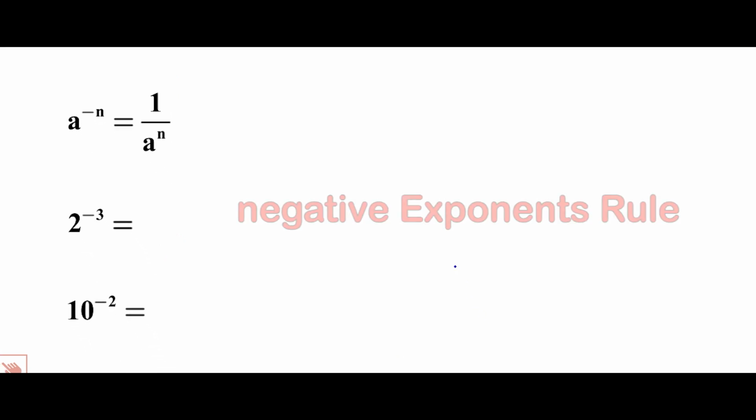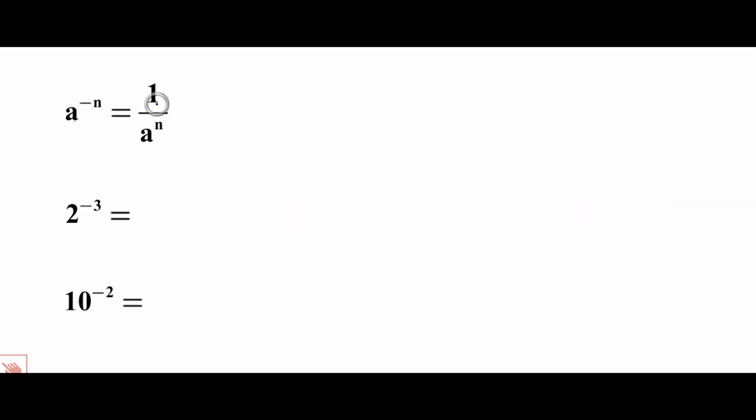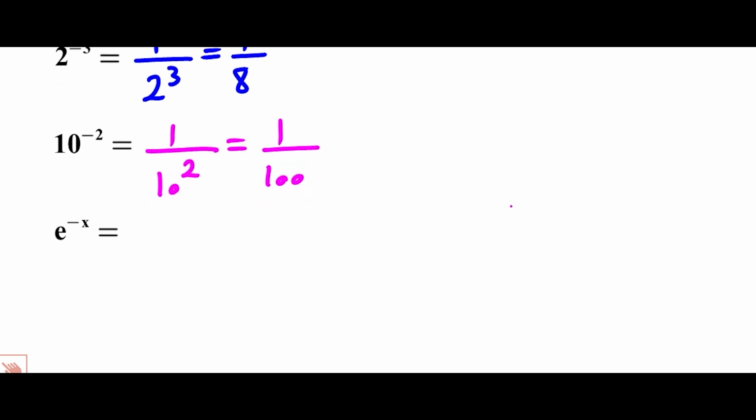Next property is the negative exponents rule. It means a to the power of negative n equals 1 over a to the power of n. So a negative exponent means that we take the reciprocal. For example, 2 to the power of negative 3 equals 1 over 2 cubed, which equals 1 over 8. Or 10 to the power of negative 2 equals 1 over 10 to the power of 2, which equals 1 over 100. Or e to the power of negative x equals 1 over e to the positive x.